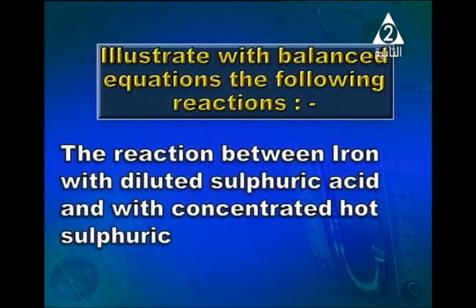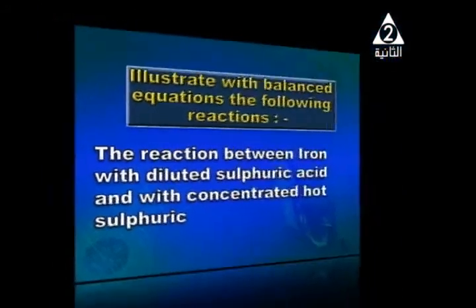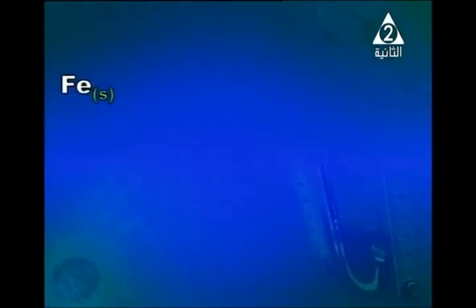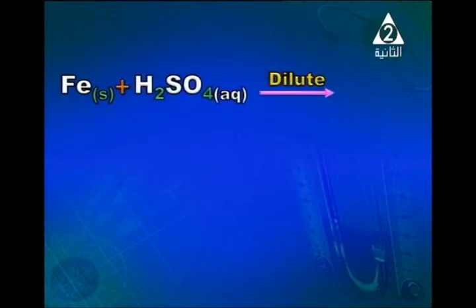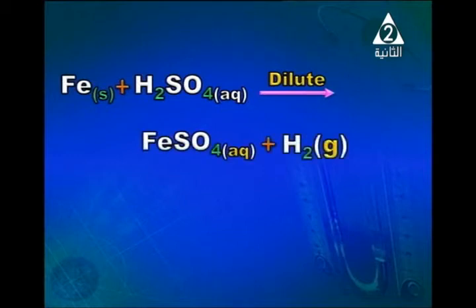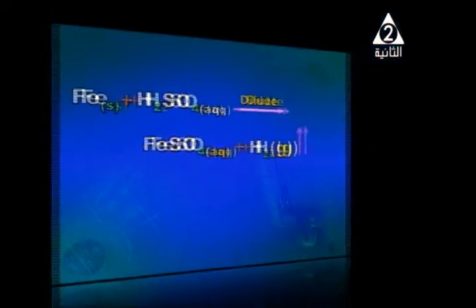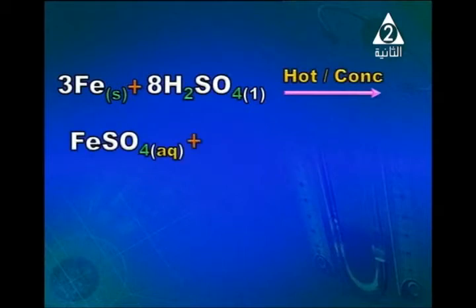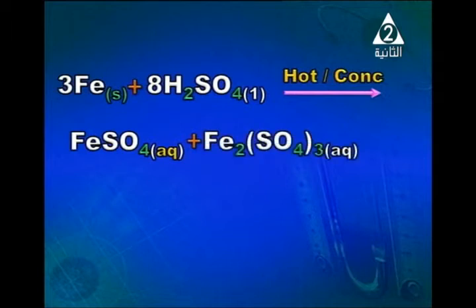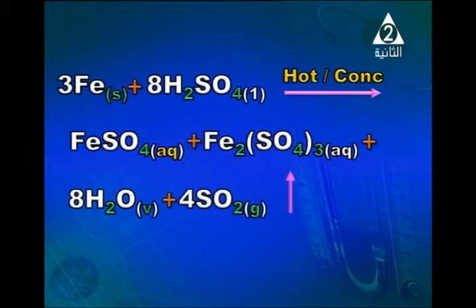Illustrate with balanced equations the following reactions. The reaction between iron with diluted sulfuric acid and its reaction with concentrated hot sulfuric acid. Iron, when it reacts with diluted H2SO4, replaces the hydrogen, forming iron(II) sulfate FeSO4 plus hydrogen gas that evolves. While in its reaction with concentrated hot sulfuric acid, it gives the two salts, iron(II) sulfate and iron(III) sulfate, with water molecules and evolution of sulfur dioxide gas.